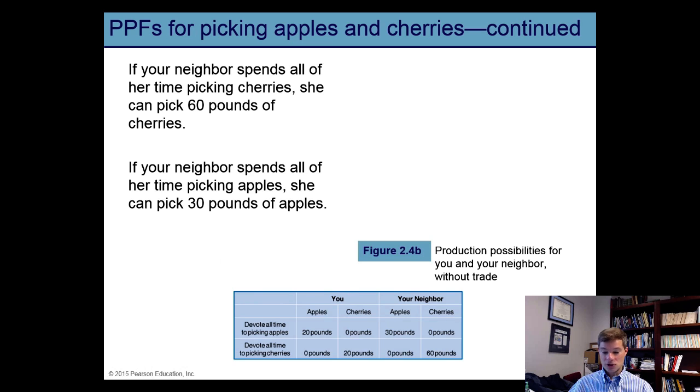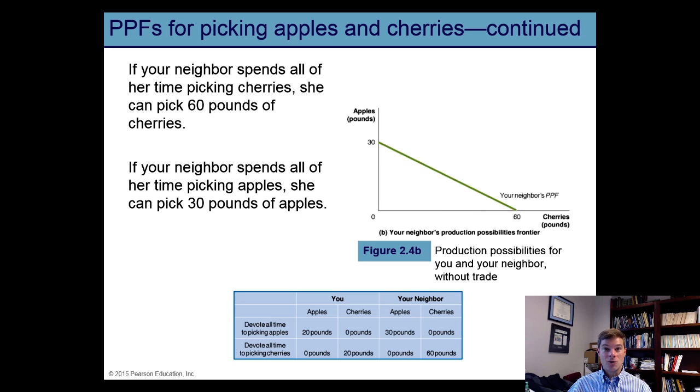Let's suppose that your neighbor has the ability to pick 60 pounds of cherries if your neighbor dedicates all of her time to picking cherries, or 30 pounds of apples if your neighbor dedicates all of her time to picking apples. I'm going to show you this in a graph where we see your neighbor's production possibilities frontier.